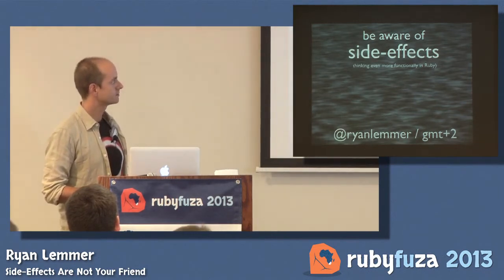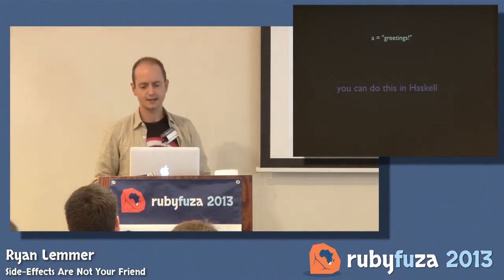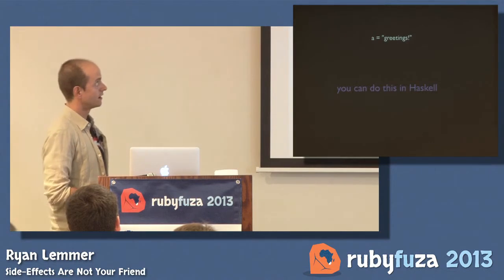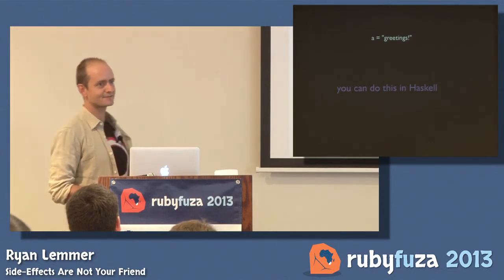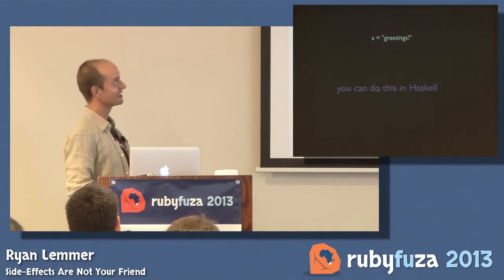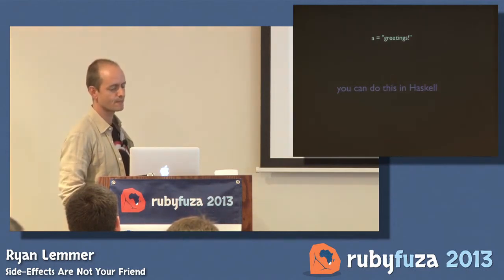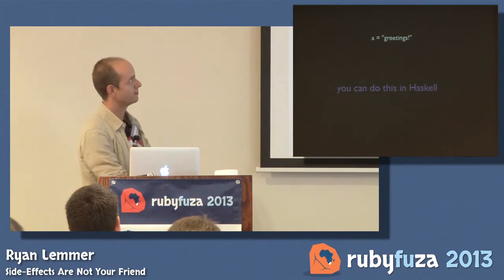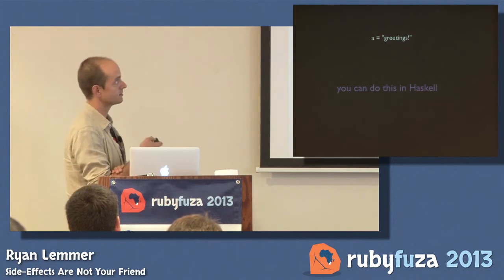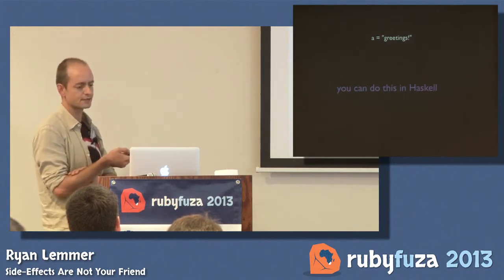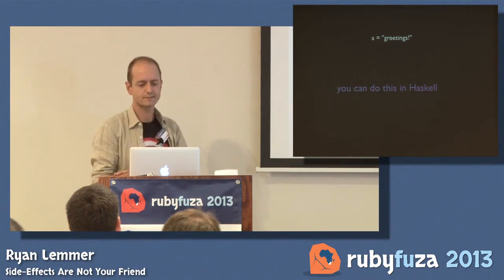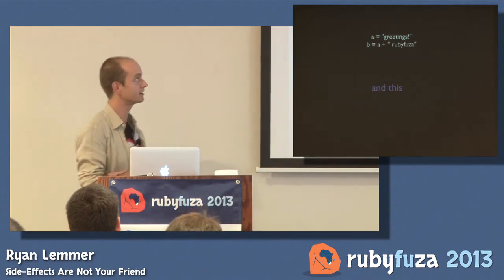So I want to show you two slides of Haskell. This is the first slide. This is something you can do in Haskell. You can say something equals something else. And so it looks pretty damn familiar, but it actually means something quite different in Haskell. In Haskell, this means greetings is a string with a name, A. Okay, keep that in mind.